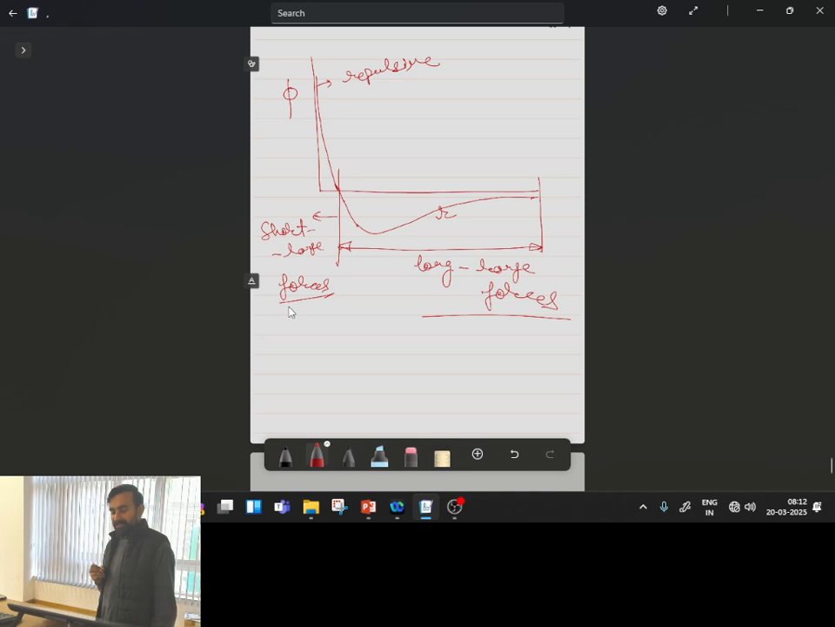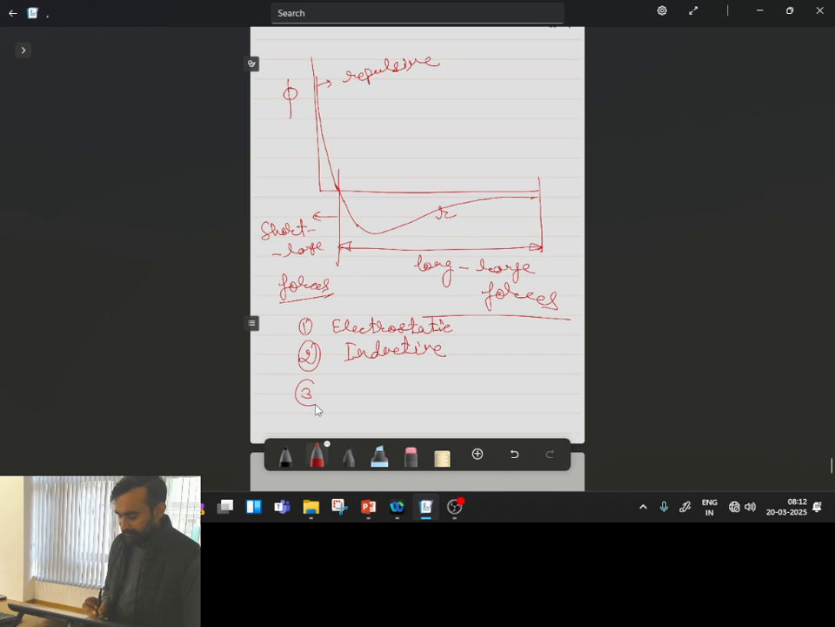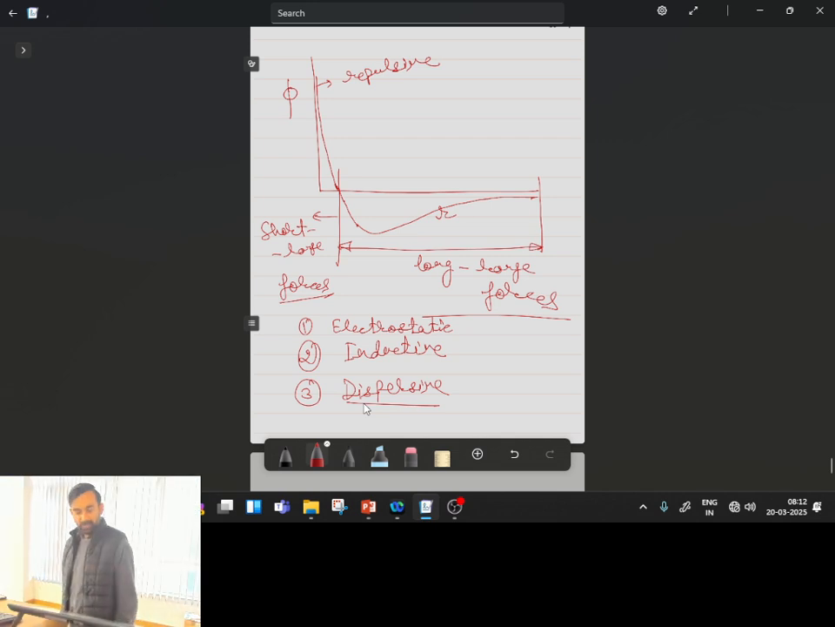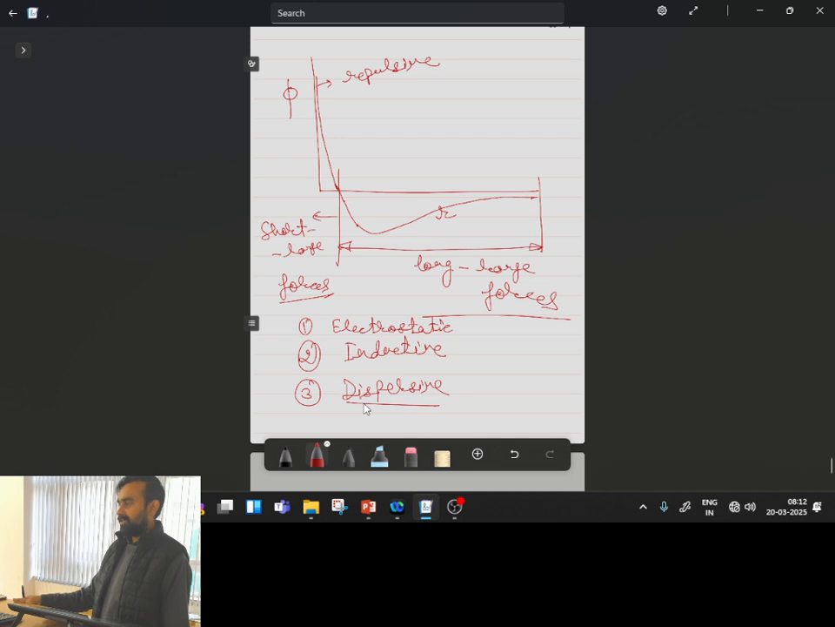And typically, all these forces are majorly caused by three effects. The first effect is the electrostatic effect. The second effect is the inductive effect. And the third effect is the dispersive effect. So why do these intermolecular forces come between the molecules? That majorly comes either because of the electrostatic effect or because of the inductive or dispersive effect.